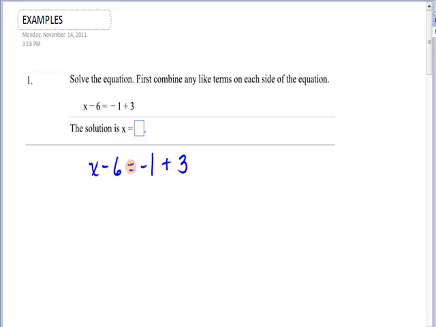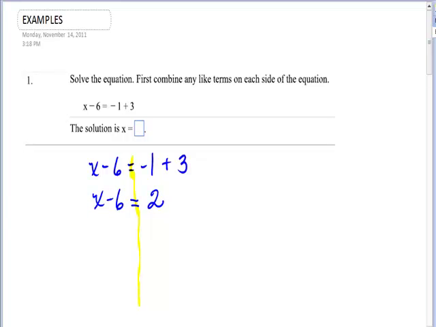Now, something we have not had to do before is simplify either the left expression or the right expression. That's something that's a little new. On the left, can you simplify? No, x minus 6 are not like terms. On the right, can you simplify? Yes, those are constants. You have a negative 1 plus a positive 3, negative plus a positive. We subtract, keeping the sign of the larger. That's 2. So I have x minus 6 is equal to 2.